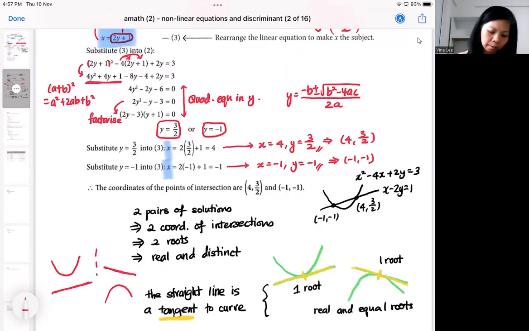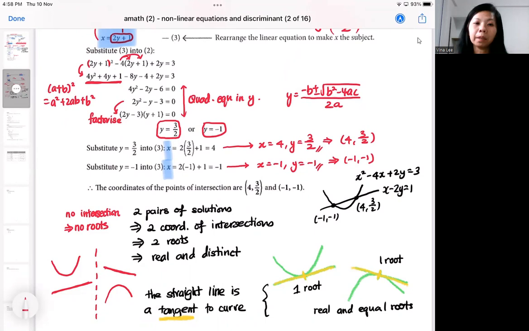So look at these two scenarios, when the curve is above the straight line or the curve is below the straight line, you will end up with no intersection. That means if you try to do a simultaneous, you do not get any intersection, so you do not get any roots. So the discriminant will come in. In all these situations, the discriminant will come in.